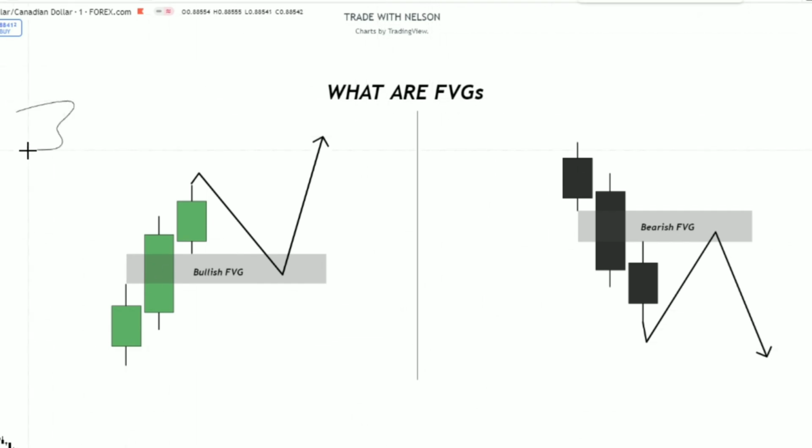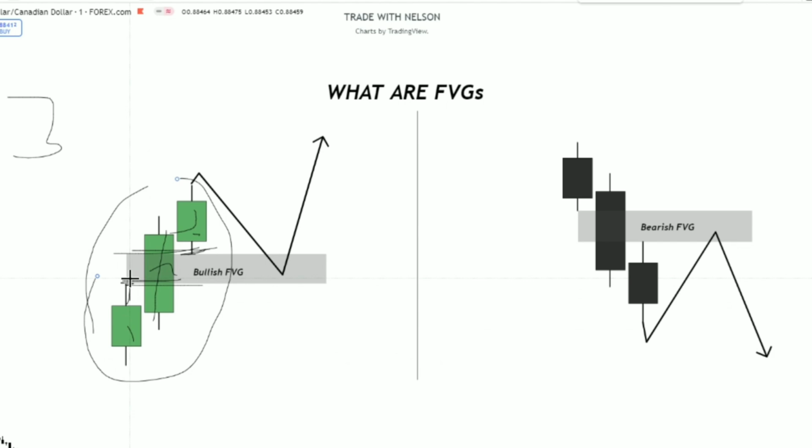It is a three candle formation. This is one candle, second candle, the third candle. But in between these candles, you want to see the wick of the first candle. You can see this wick. Then you want to see a strong bullish candle to the upside. Then you want to see the next candle. This is one, two, three candles. Then in between the first candle and the third candle, you want to see that there is a gap in between the wicks.